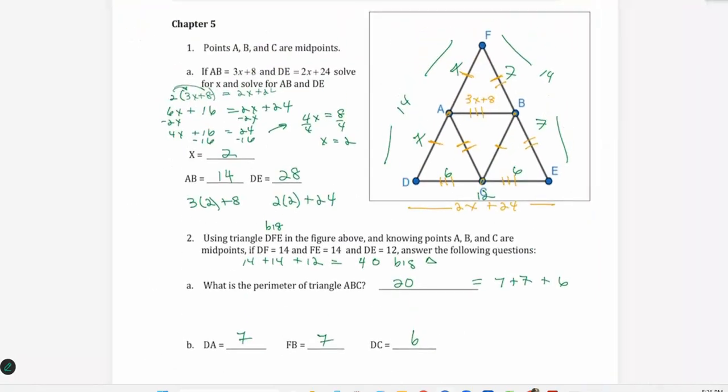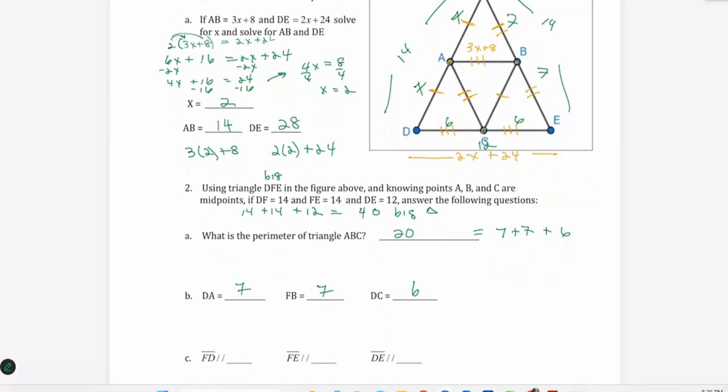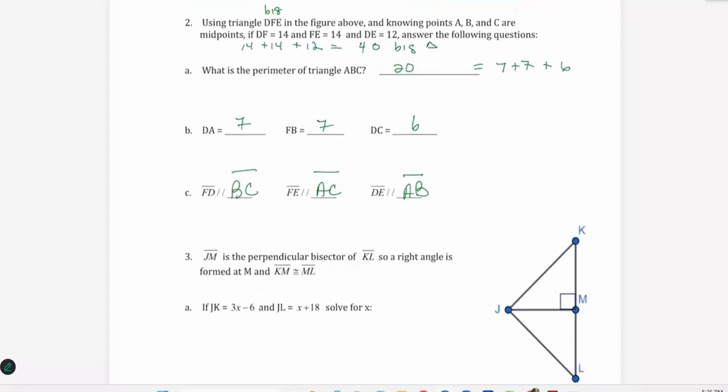So FD is the left side, and that's parallel to BC. FE is the right side, and that's parallel to AC. EE is the bottom, and that's parallel to AB. All right, so that's all the midpoint stuff.